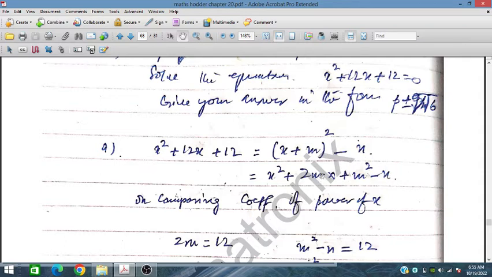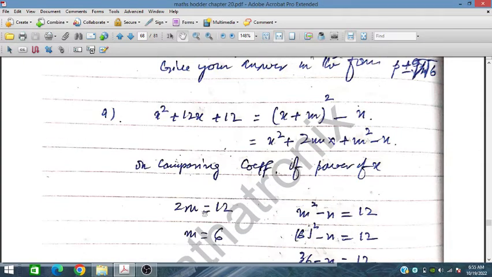So we compare the coefficients. The coefficient of x square is 1, so 1 here. Then 12 is equal to 2m, because this x has a coefficient 2m and this x has a coefficient 12. Both are equal, so 2m is equal to 12. Similarly, m square minus n is equal to 12, which is the constant term.